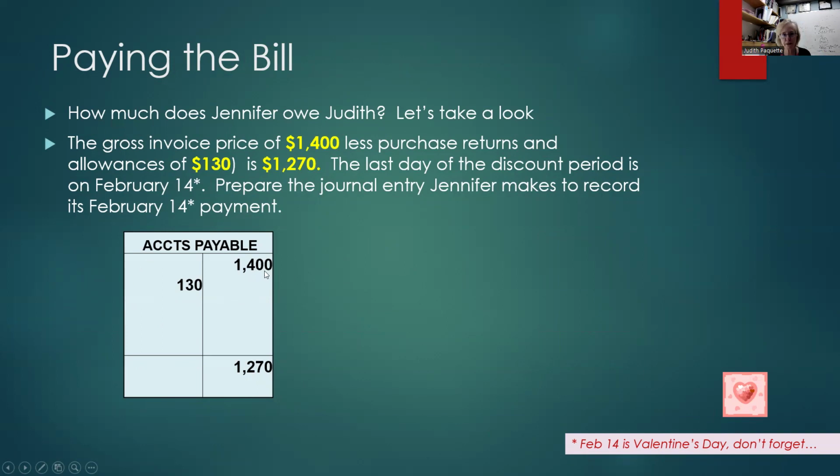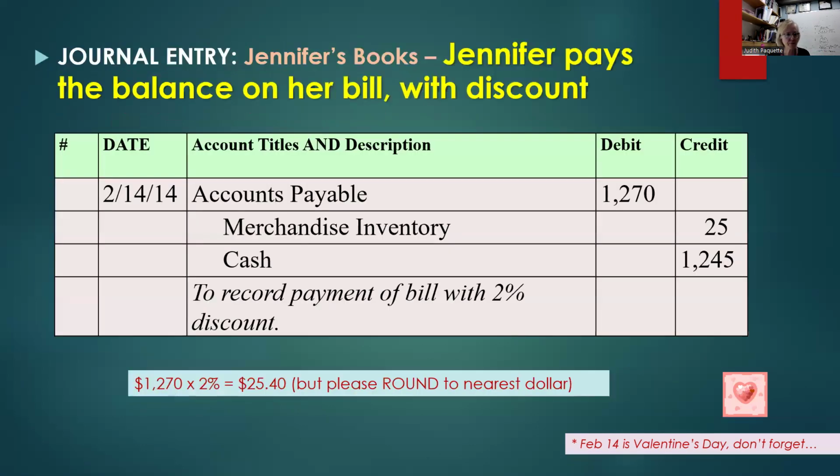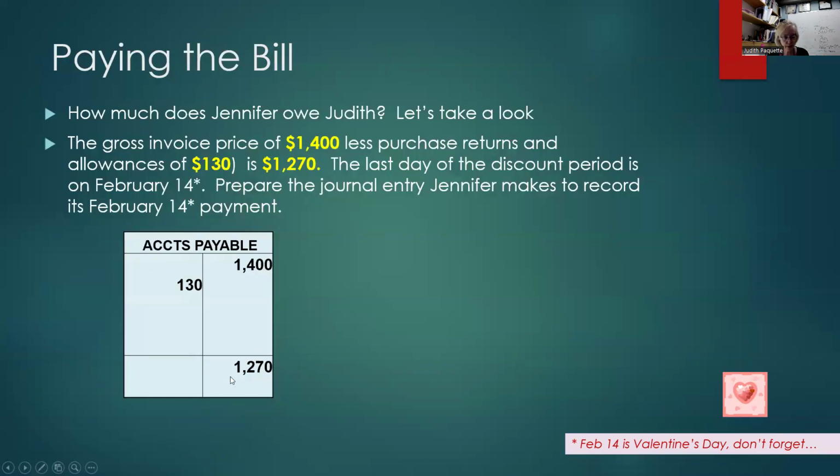They don't owe 1,400 because they returned 130. They only owe 1,270. So you can only take the 2% discount on the 1,270. And so here we go. We're reducing accounts payable. We're clearing it out. So the balance is here.